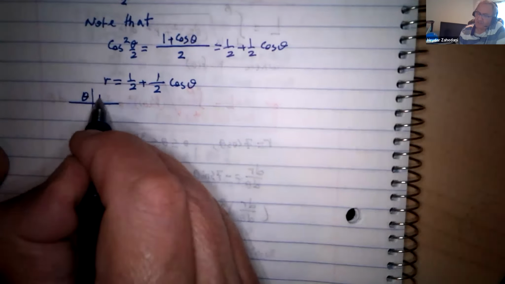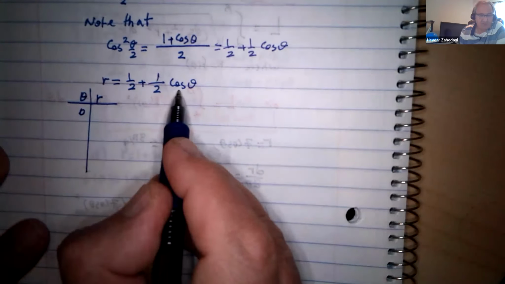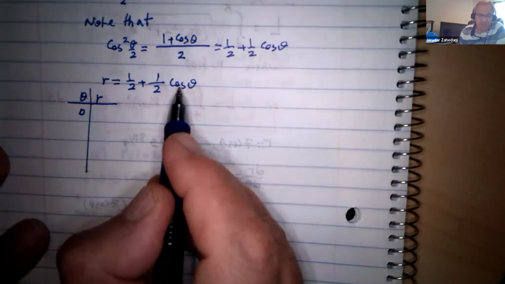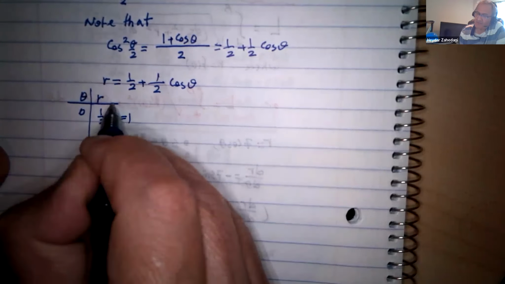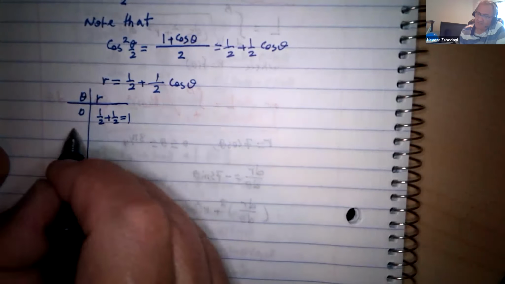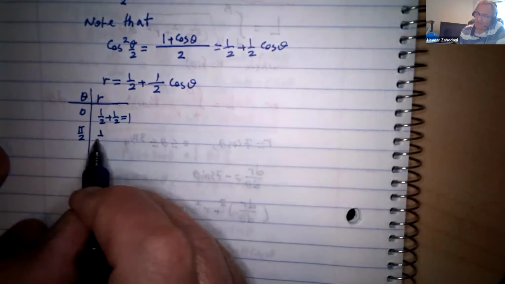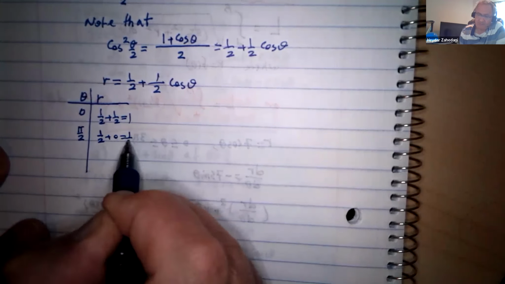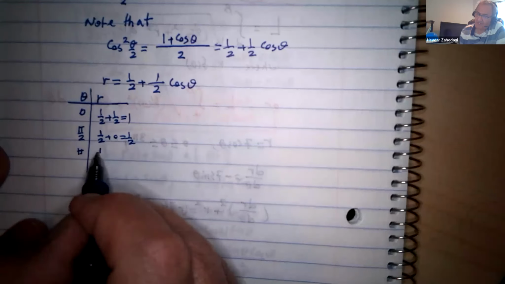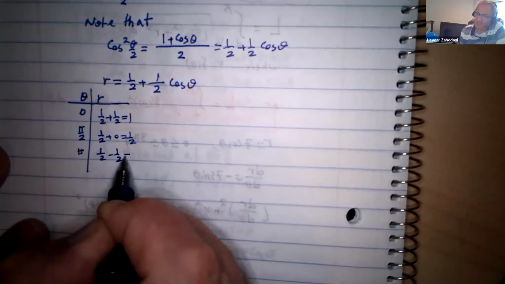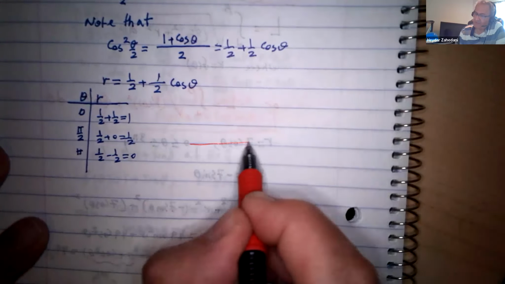That's theta, and that's r. If you put theta equal to 0, cosine of 0 is 1. So that gives you 1/2 plus 1/2, which is 1. The other nice number is pi/2, always. Cosine of pi/2 is 0, so that gives 1/2 plus 0, which is 1/2. And if you put pi, cosine of pi is -1, so 1/2 minus 1/2 is equal to 0. That gives you half of the cardioid, and that would be enough to graph it.